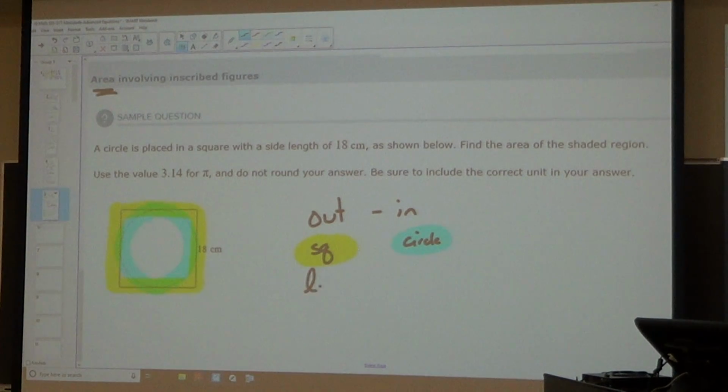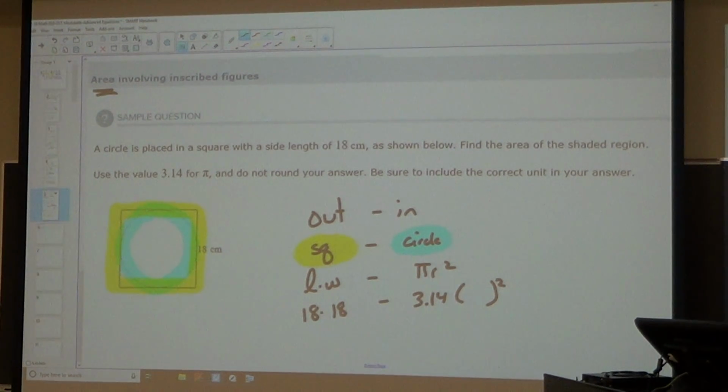The formula for a square is length times width, or side times side, and the circle is pi r squared. What is my length and my width? 18 and 18. What is the radius of my circle? You have to divide 18 by 2. 9.